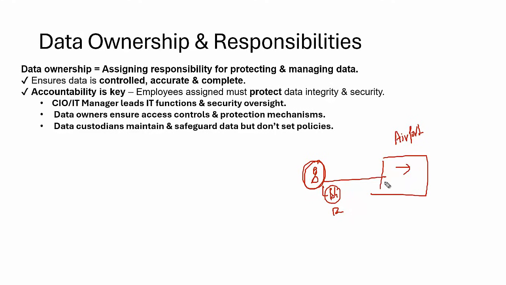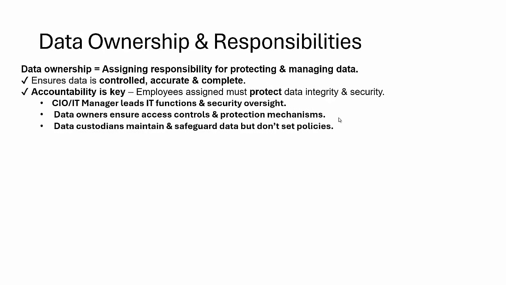Same like when you're sending any email in the organization, you are the data owner, and the IT security team will manage the mail on your behalf. They are the data custodian. So the data owner is the one who assigns responsibility for protecting and managing data. They ensure the data is controlled, accurate and complete. This is the statement you need to remember: accountability is key. An employee assigned must protect data integrity and security.